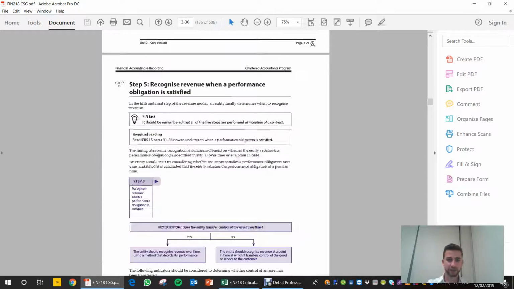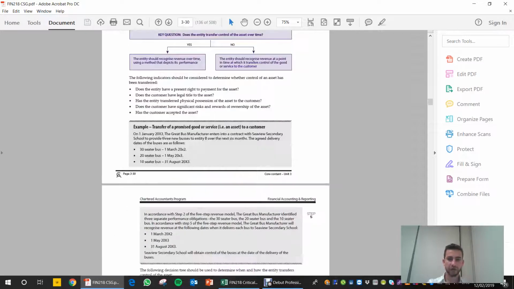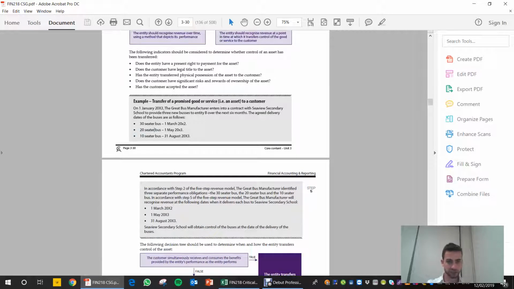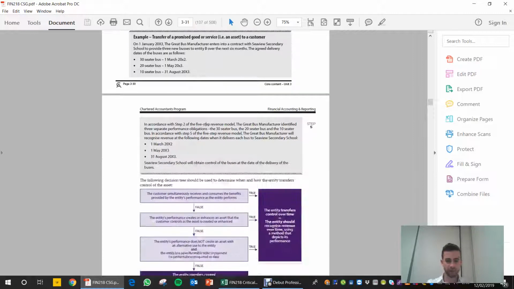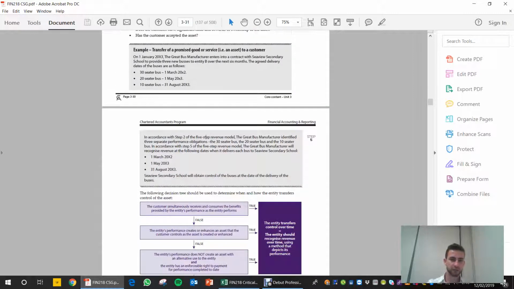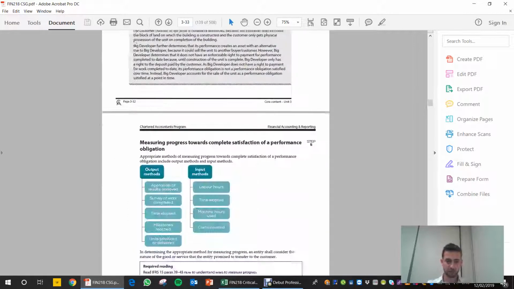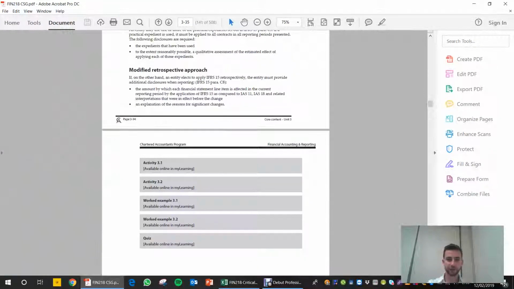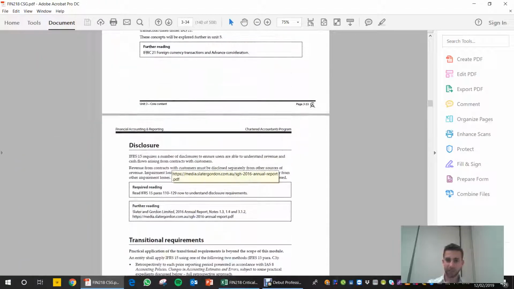And this is just about timing, when we're going to actually recognize the revenue, which is when actually providing the service. In this example, they're providing 3 different buses at 3 different periods: March 2012, May 2013, and 31st August 2013. It's just saying here that you'd recognize each of those different revenue components at those dates. But again, we've already been over that in the first question. Really, it's just drilling down into more detail. And that's pretty much it.